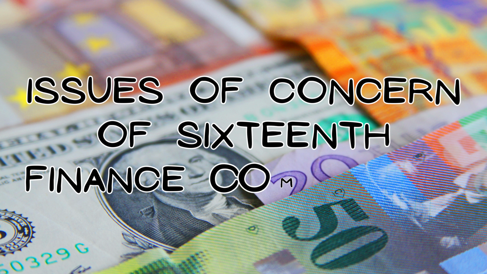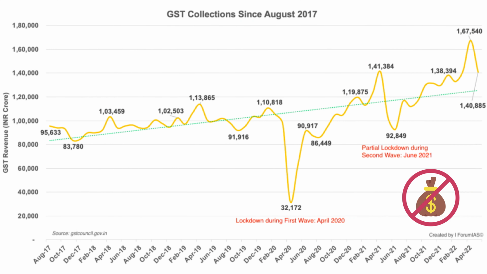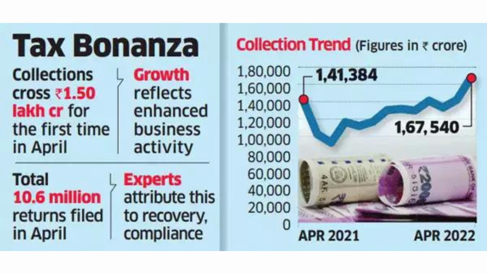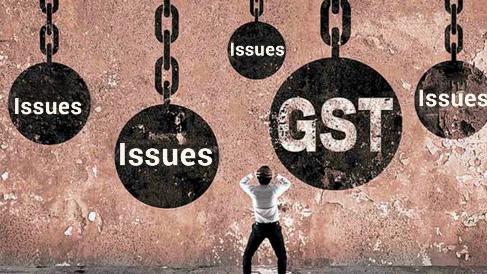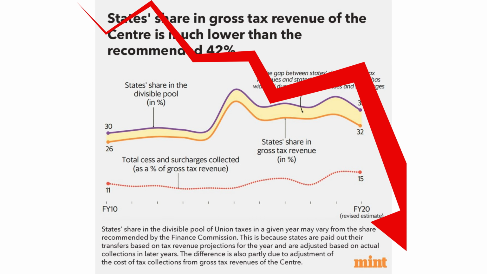Issues of concern of the 16th Finance Commission. Goods and Services Tax, GST. The poor performance of the Goods and Services Tax, GST. GST collections have maintained good buoyancy in the last 2 years. GST still needs restructuring to make it a good and simple tax. Divisible pool is a major concern. There is a consequent decline in the total divisible pool.